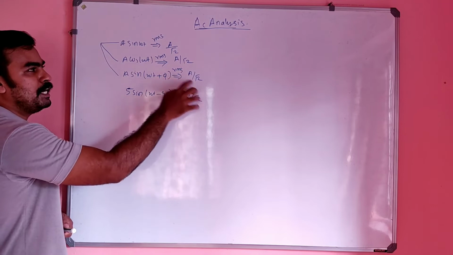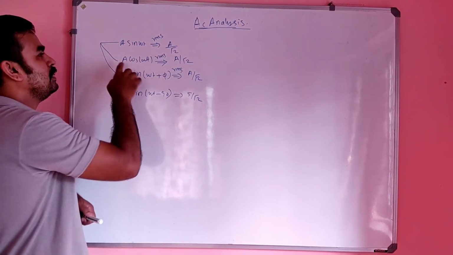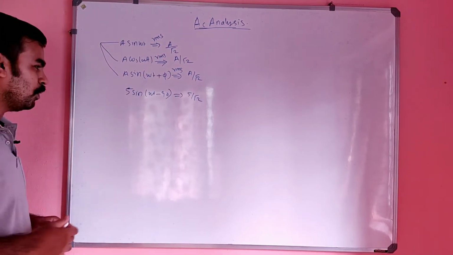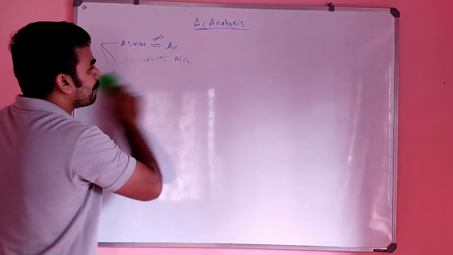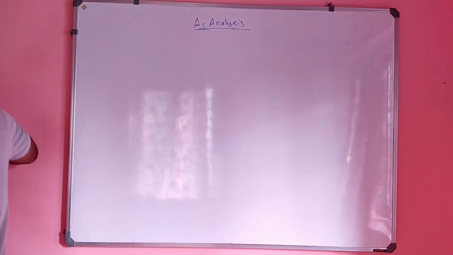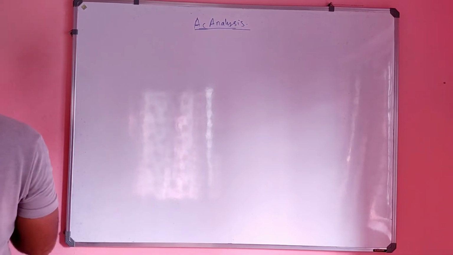So Vm by root 2 is the RMS value, no? So A by root 2 is the RMS value, and here also A by root 2 is the RMS value. Simple. Okay, so that is the concept. Let's move to a problem, so that our concept will be more and more clear.